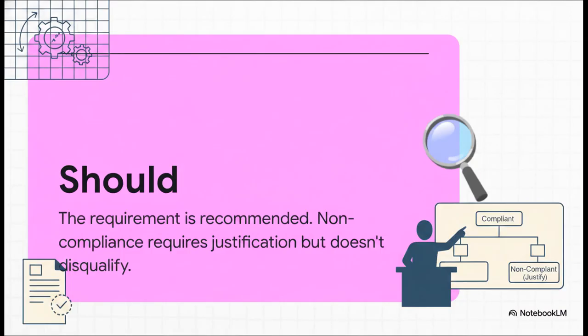Now compare that absolute ironclad rule with our next word, should. Should represents a recommended requirement. The product ought to meet this condition, and if it doesn't, well, there better be a really good reason why. Non-compliance requires real justification here. But unlike shall, failing to meet a should requirement doesn't automatically disqualify the product. It gives engineers and designers a tiny bit of flexibility to solve problems creatively, while still keeping them strictly accountable.